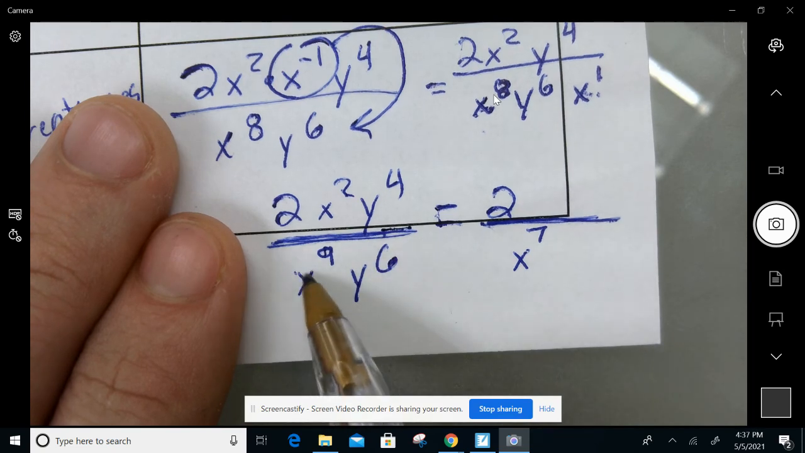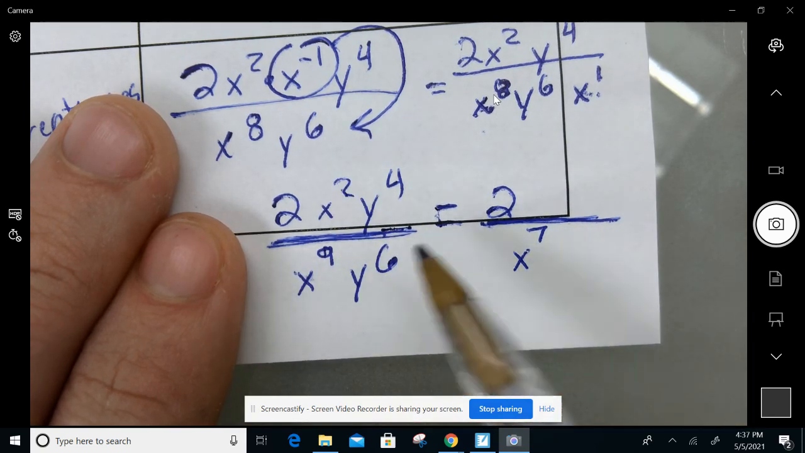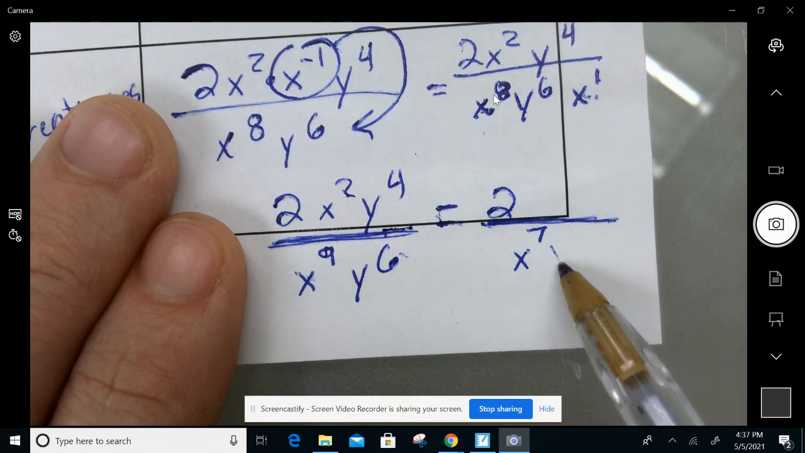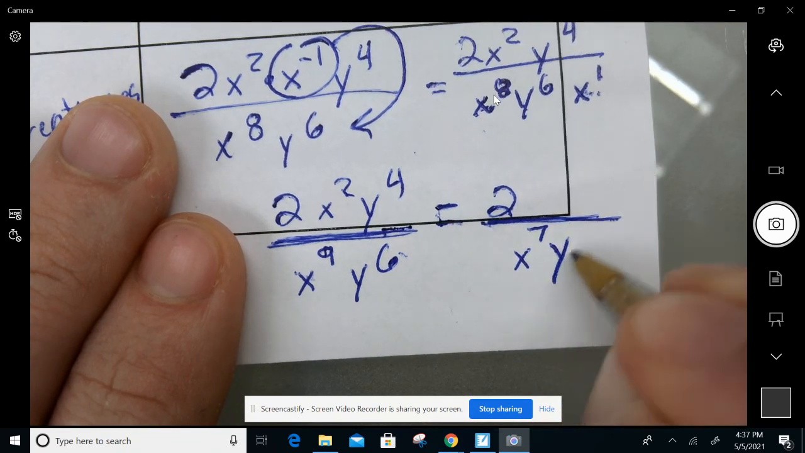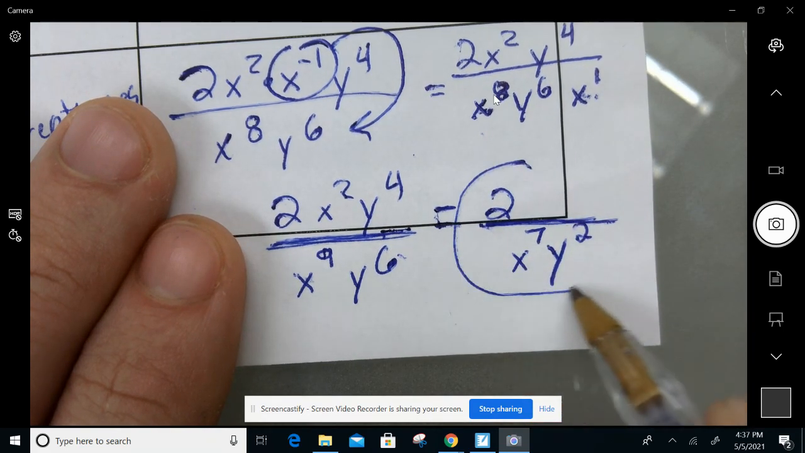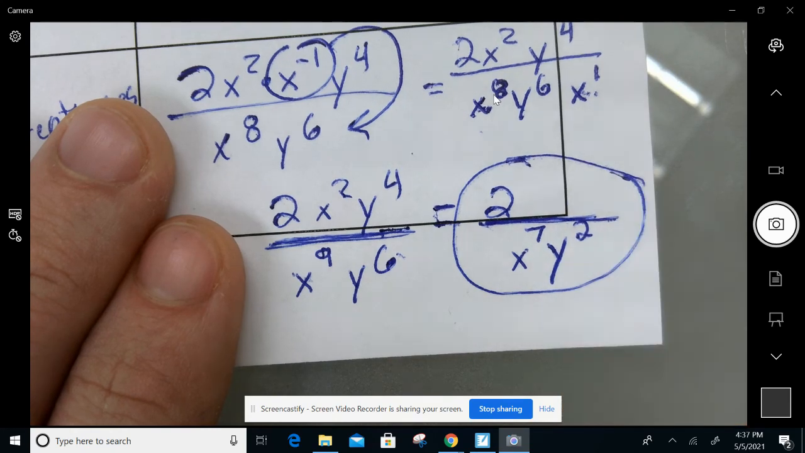There are more x's on the bottom than on the top. Same thing with the y's. There's more y's. There's 2 more. So 6 minus 4 is 2, but there's 2 on the bottom. So that's your answer, 2 on top, x to the 7th times y squared on the bottom.